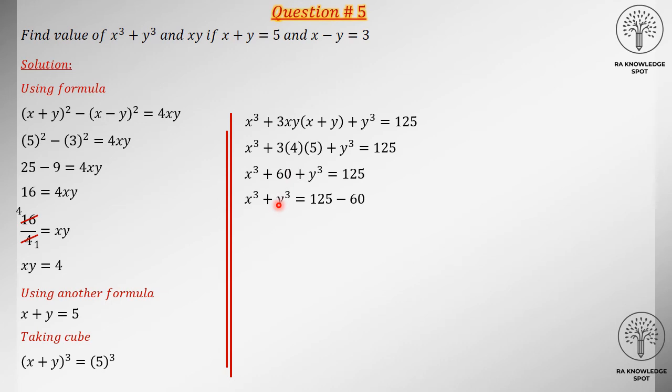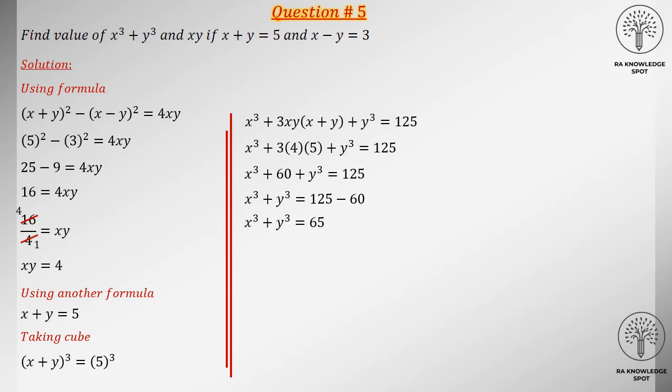Now some multiplication: 3 4s are 12 and 12 5s are 60. Now we have to move 60 towards the other side because we have to find x cube plus y cube. Now x cube plus y cube is equal to 125 minus 60. When you subtract, the answer will be 65. Now this is the final answer of the question, as there are two parts you have to find in this question. One is xy that we have found earlier, and this is x cube plus y cube.